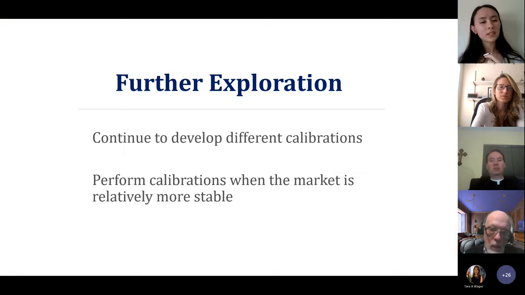Taking into account the results that we found so far, one thing would be to continue to develop different calibrations. Do we go back 5 days? Do we go back less? Do we go back more? Another thing that we took into account was that given politics and what's going on overseas, as well as the pandemic, the market might not necessarily be the most stable. And so we'd be interested in looking at what our calibrations would look like when the market is relatively more stable.